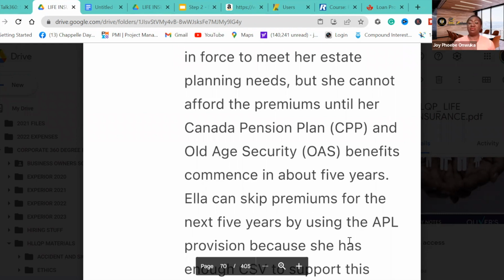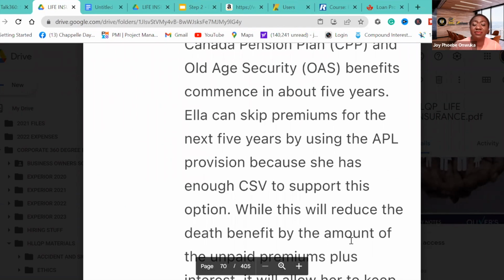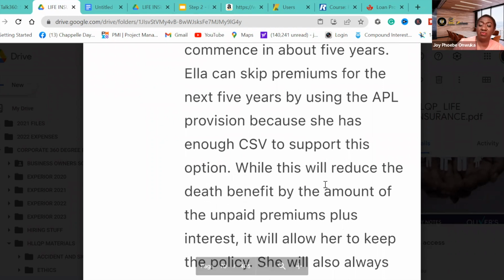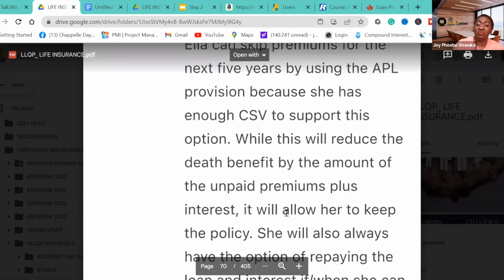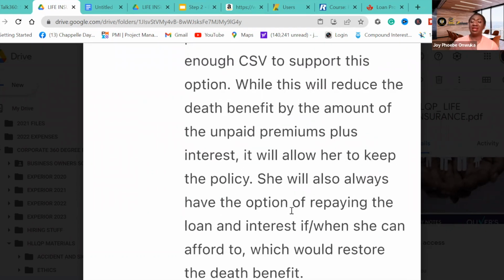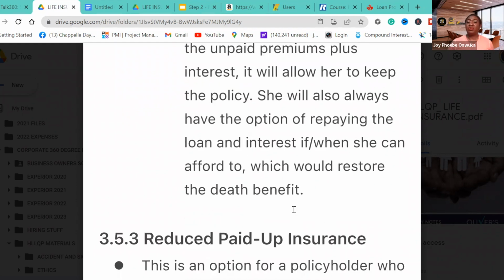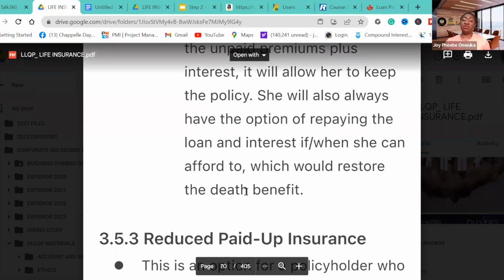Ella can keep premium for the next 5 years by issuing the automatic premium loan provision because she has enough cash surrender value to support this option. While this will reduce the death benefit by the amount of the unpaid premium plus interest, it will allow her to keep the policy. She will also always have the option to repay the loan and interest if and when she can afford it, which will restore the death benefit back to the original amount.